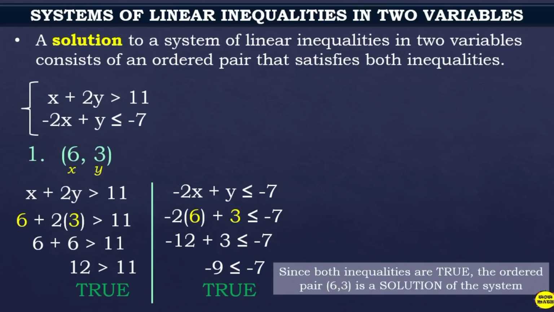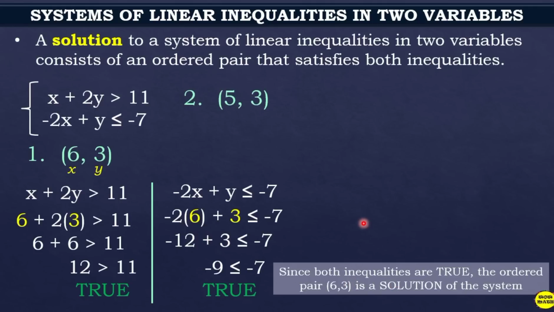Then the ordered pair 6, 3 is a solution of the system. So, itong ating ordered pair, ibig sabihin solution siya. Bakit? Kasi parehong nag-true. So, this is how we determine if the given ordered pair is a solution to the system. Kapag yung ordered pair mo nag-satisfy sa dalawang inequalities, ano ba ibig sabihin ng nag-satisfy? Parehong lumabas na true statement after mo sinubstitute yung ordered pair. So, kapag parehong nag-true yan, ibig sabihin solution.